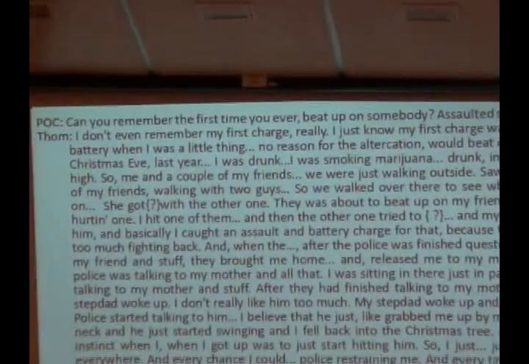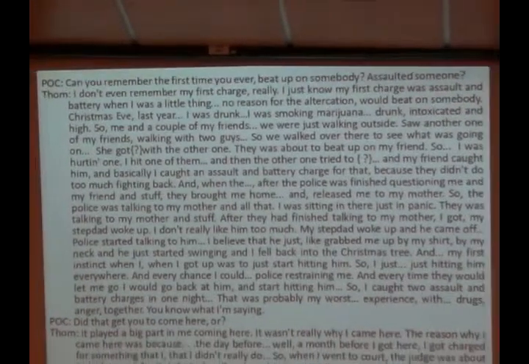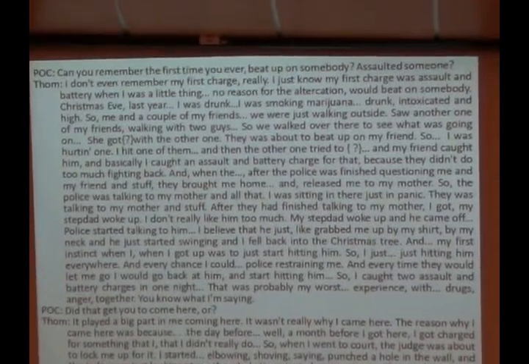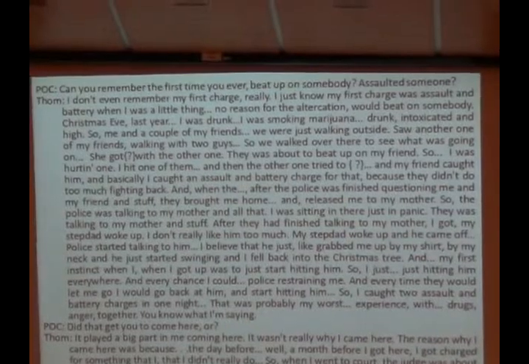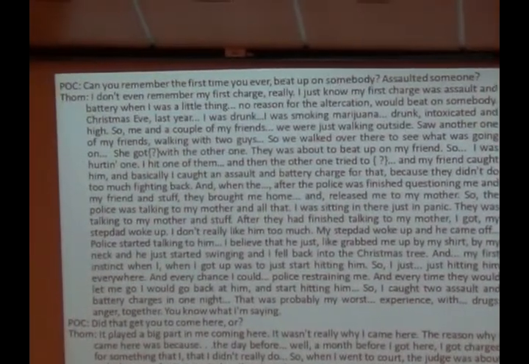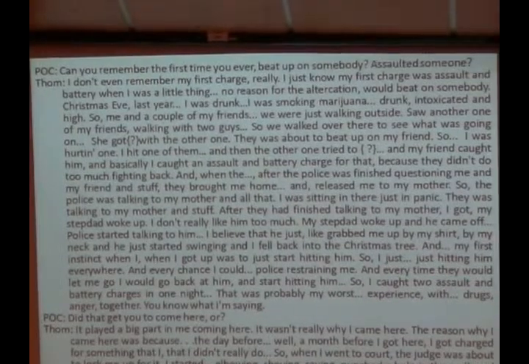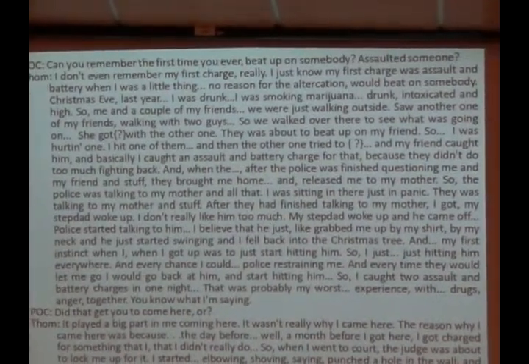Can you remember the first time you ever beat up on somebody? Assaulted someone? I don't even remember my first charge. Really, I just know my first charge was assault and battery when I was a little kid. No reason for the altercation. I would beat on somebody Christmas Eve last year. I was drunk. I was smoking marijuana, drunk, intoxicated, and high.